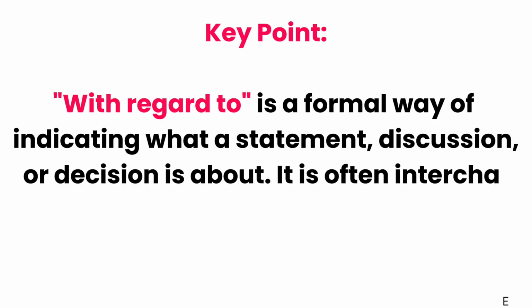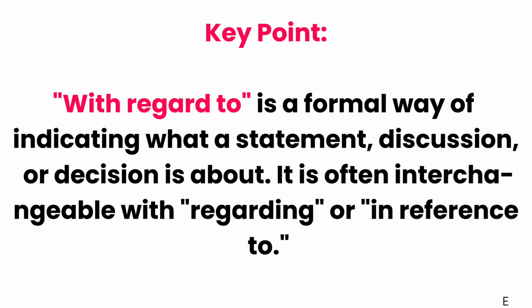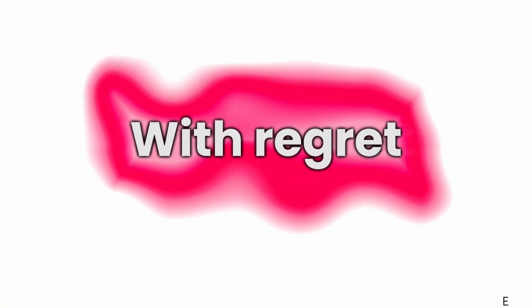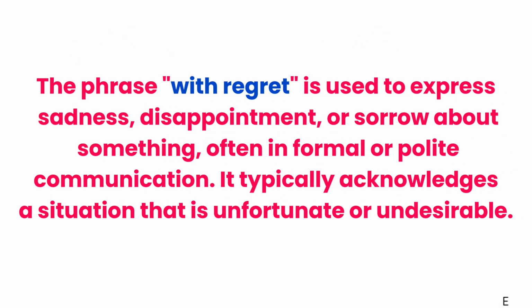Key point. With regard to is a formal way of indicating what a statement, discussion, or decision is about. It is often interchangeable with regarding or in reference to. With regret. The phrase with regret is used to express sadness, disappointment, or sorrow about something, often in formal or polite communication. It typically acknowledges a situation that is unfortunate or undesirable.